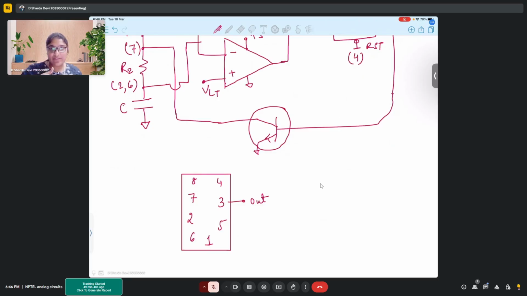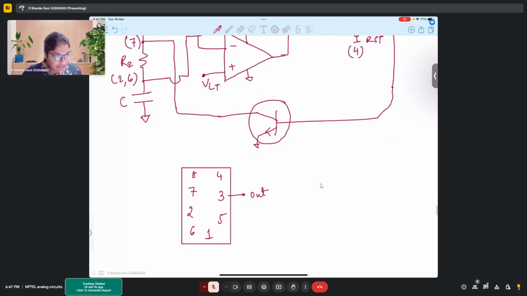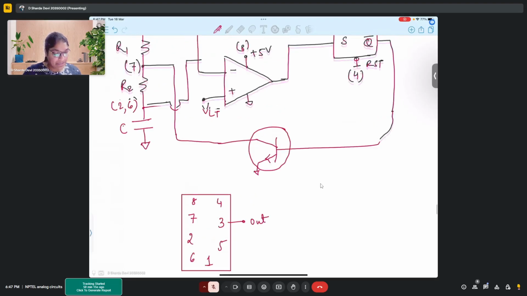So 1 2 3 4 5 6 7 8. So you will have two series of pins. One side you will have four pins, the other side you will have four pins, and the sequence starts in a similar fashion. So it starts from 1 and then you continue with 8. So here I have written it like this to just show how you connect different pins in the IC to make it work as an astable multivibrator.